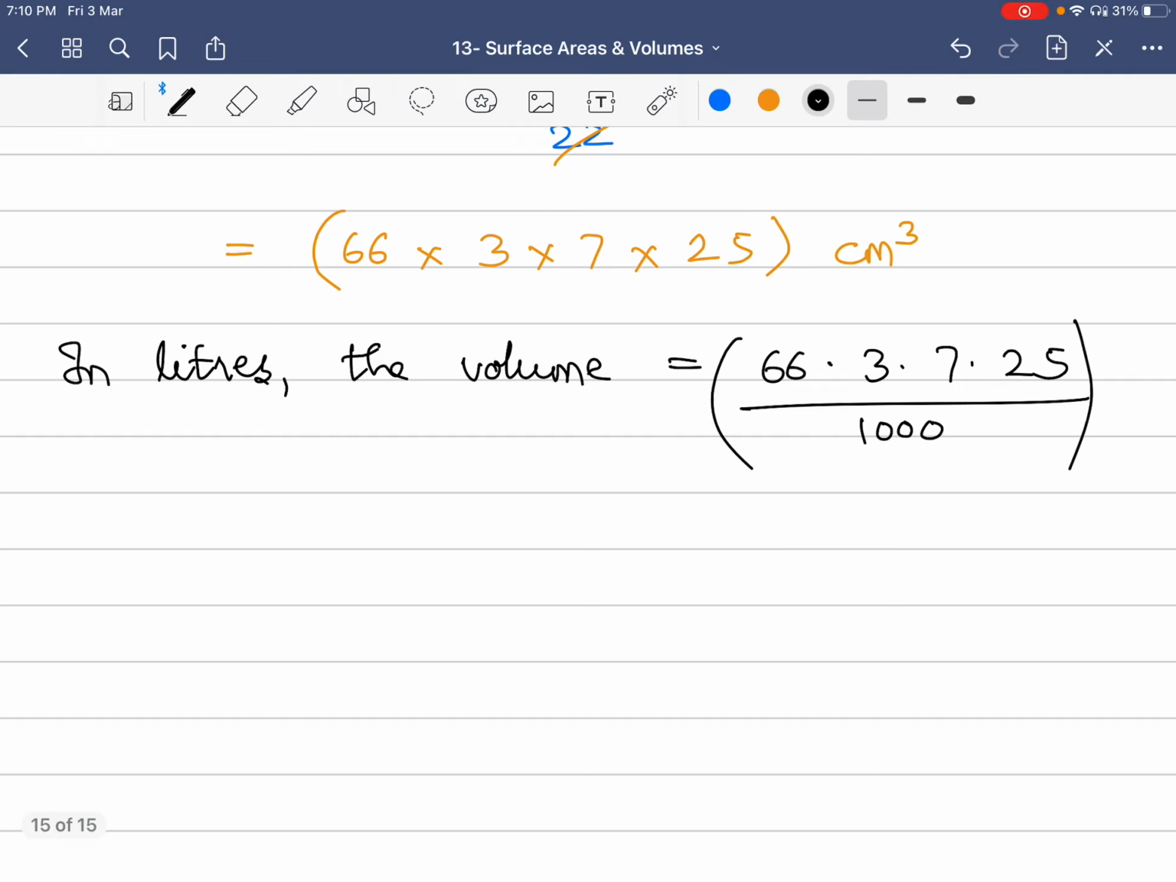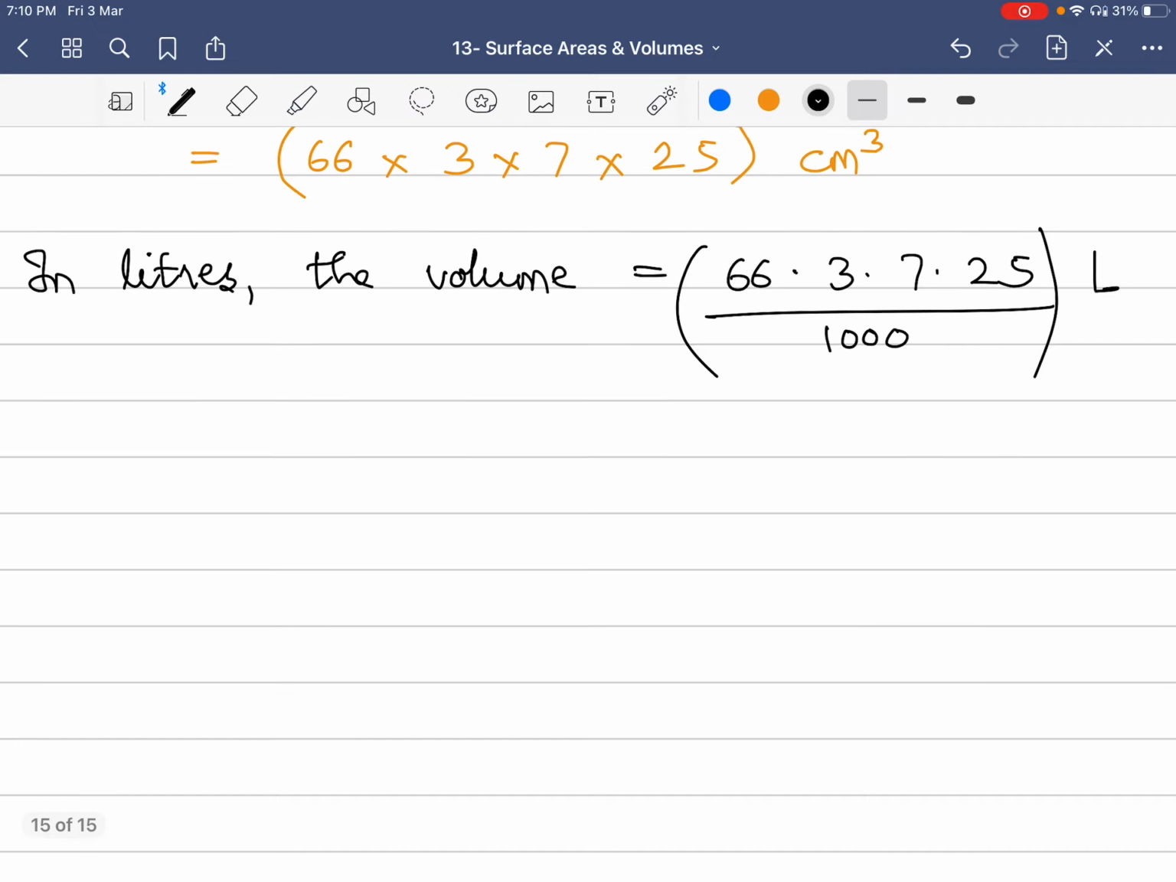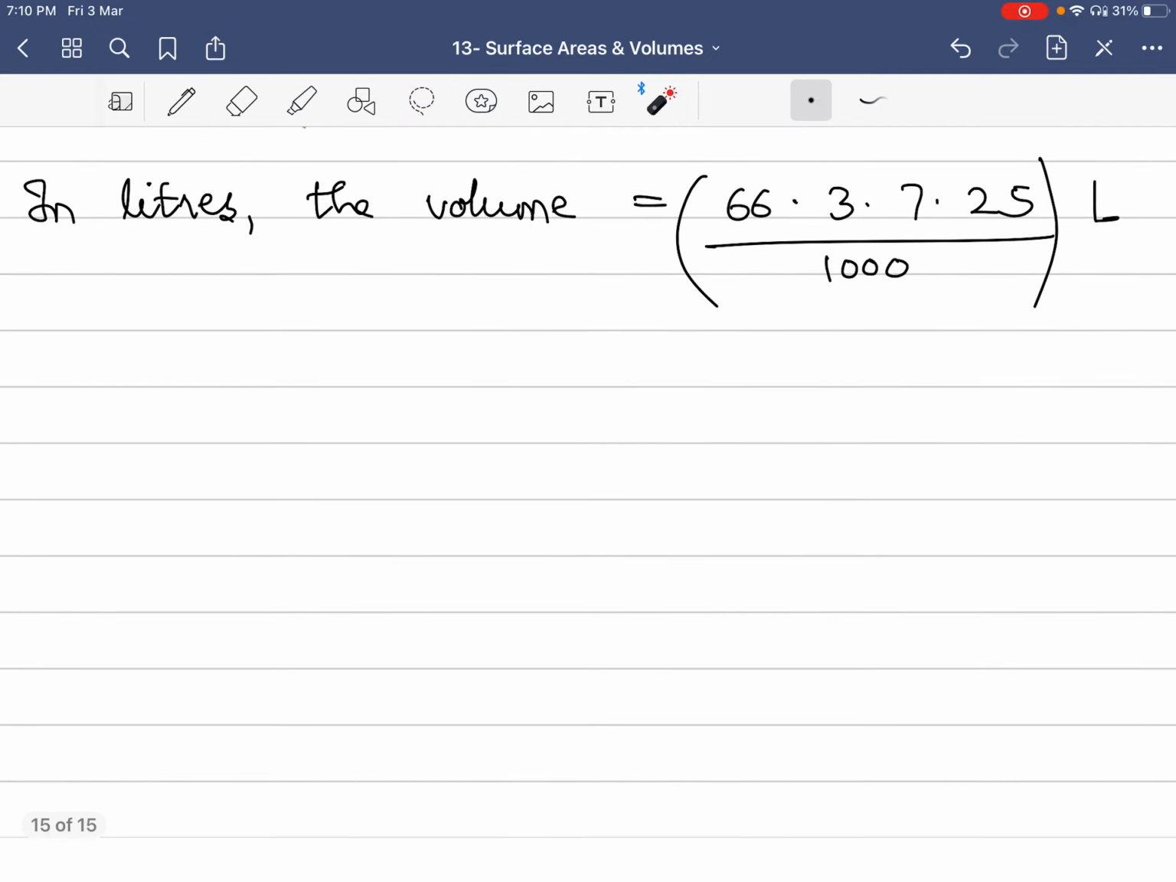So now the unit will change. From centimeter cube it is going to be liters. So I'm just going to write a capital L, that is equal to liters. Now once again let's try to simplify this mathematical expression. So we all know that this will be divisible by 25. 25 4s are 100. Then we can divide this by 4. 4 into 10 is 40, and this will be 4.